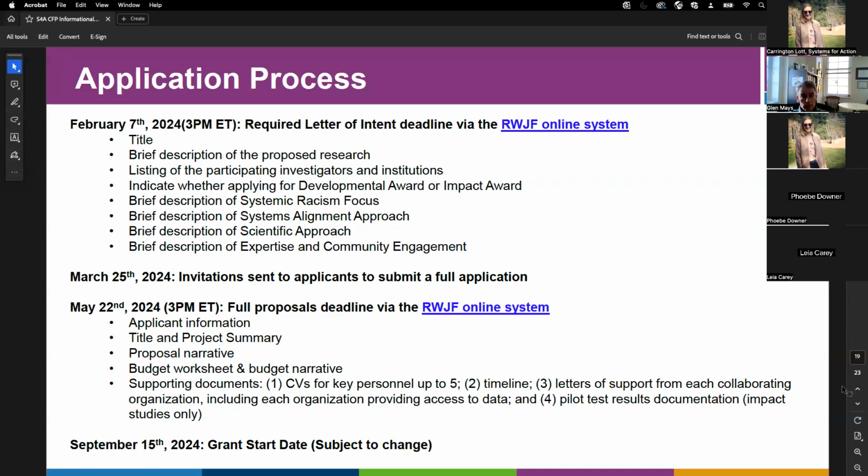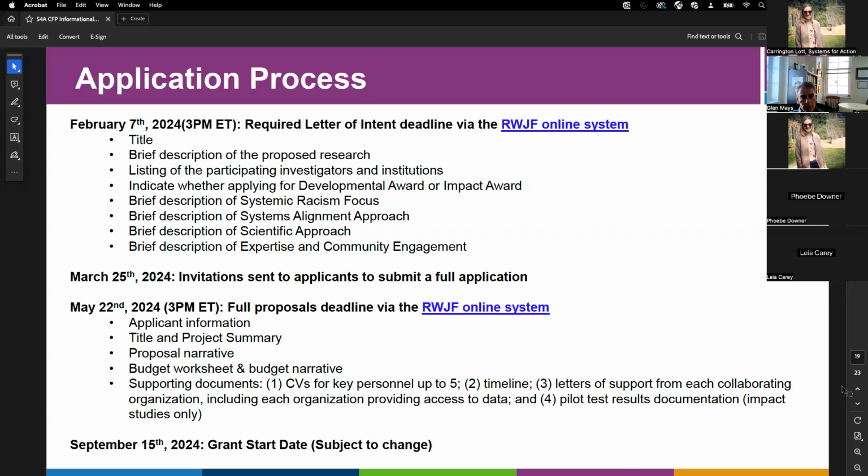Once letters of intent, or LOIs, are submitted, those will be reviewed by the foundation and our National Advisory Committee. A subset of applicants will then be invited to submit full proposals, and we anticipate issuing those invitations for full proposals on or about March 25th. And then for those applicants that are invited to submit full proposals, those full proposals will be due on May 22nd, also at 3 p.m. Eastern Time. And those full proposal materials must also be submitted through that RWJF online system.